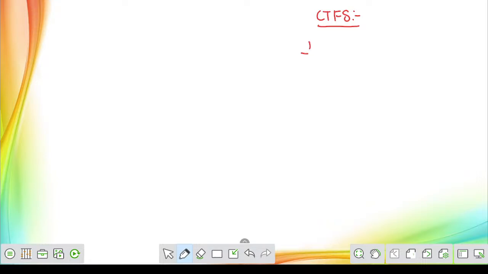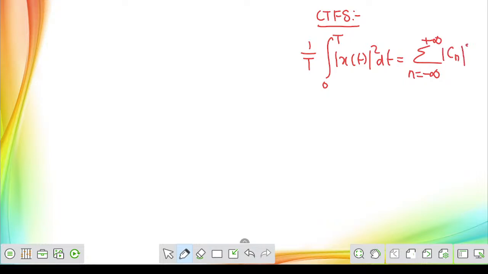What I wrote? 1 by T integral of, we were running with the periodic signal in Fourier series. So 0 to T mod of x of t whole square into dt equal to summation n equal to minus infinity to plus infinity mod of cn whole square. This is what we saw.